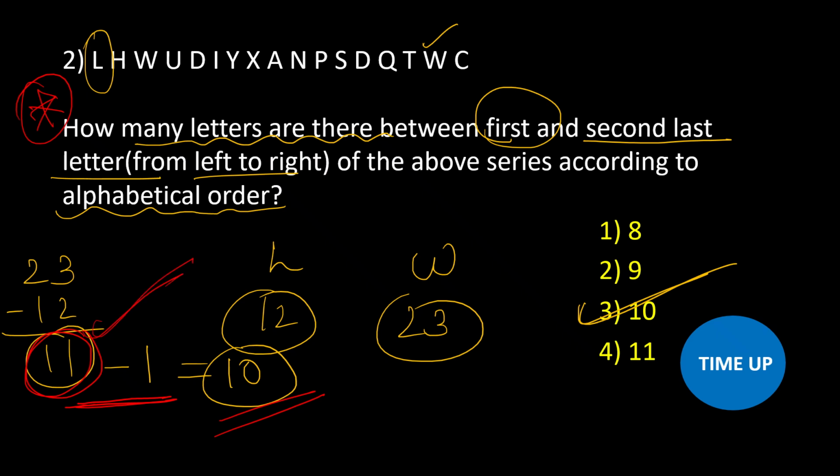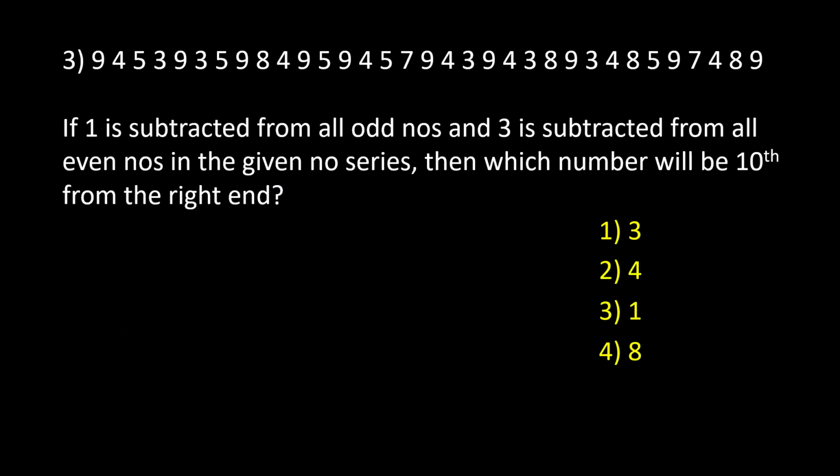Say 23 minus 12 first we did, right? 11 you got. So subtract 1 from that. You'll get 10. So 10 will be your answer for this type of question. So you can mark it as important. Third question on your screen and your timer starts now.